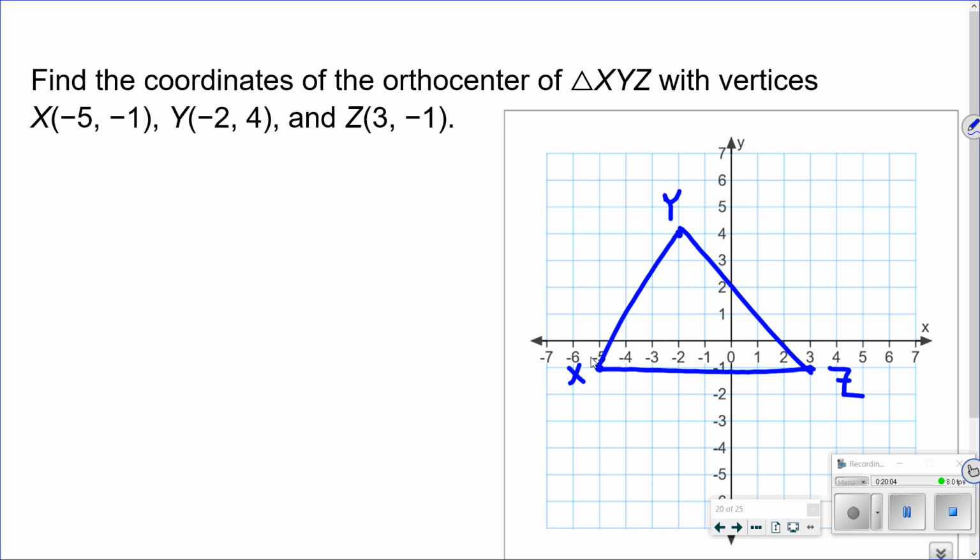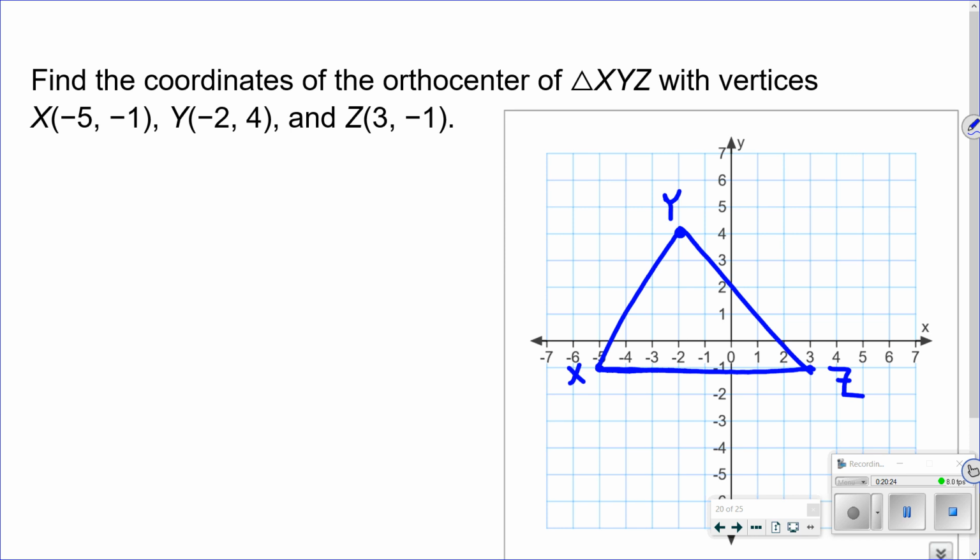And I want to find where the coordinates of the orthocenter is. So to do that, this is a little tricky. I'm going to have to come up with the equation of two lines and find where they intersect. So the easiest altitude to draw is at Y.